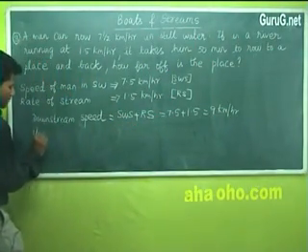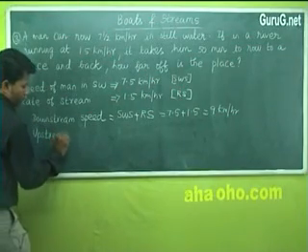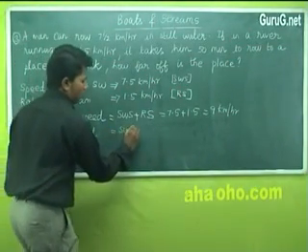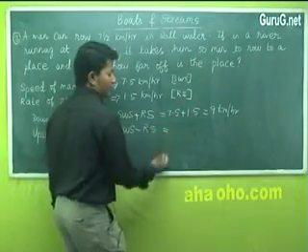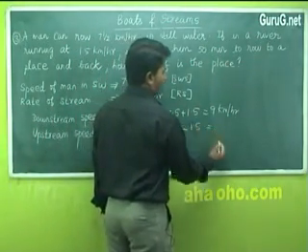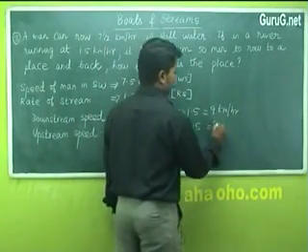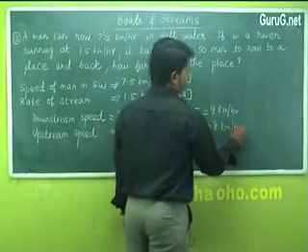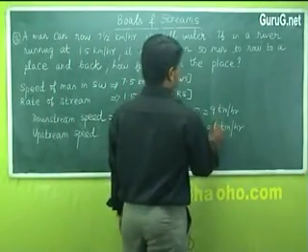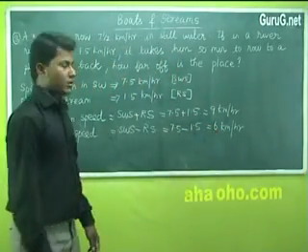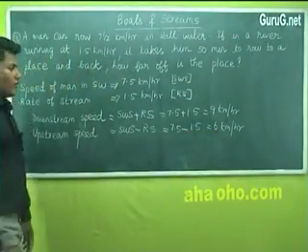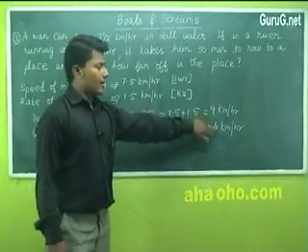Similarly, upstream speed is equal to still water speed minus rate of stream. So 7.5 minus 1.5 is equal to 6 km per hour. Fine. 7.5 minus 1.5 is 6 km per hour. So now you have the downstream speed and upstream speed.